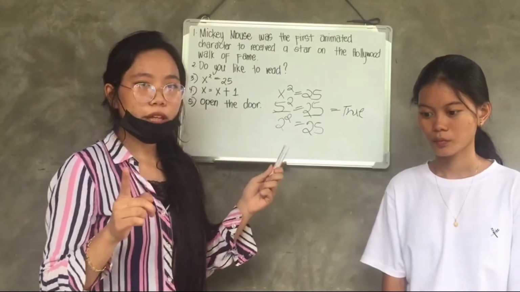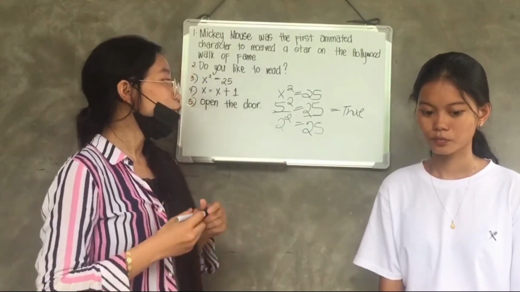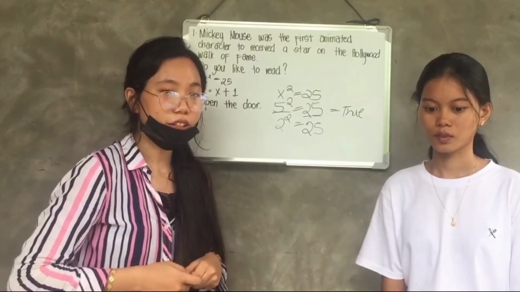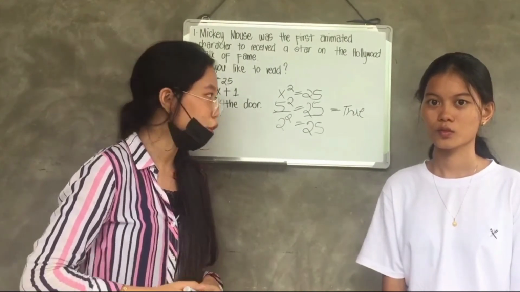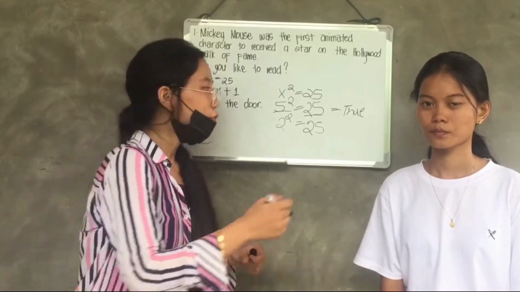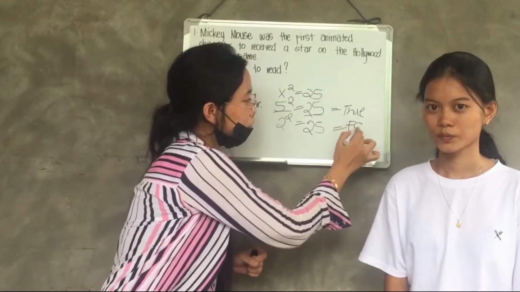So, for example, magbibigay pa tayo ng example yung binigay ko nga kanina. 2 squared is equal to 25. Let's multiply it by itself. 2 times 2 is equal to 4. So, equal ba sila? 4 is equal to 25? Not. This is false.